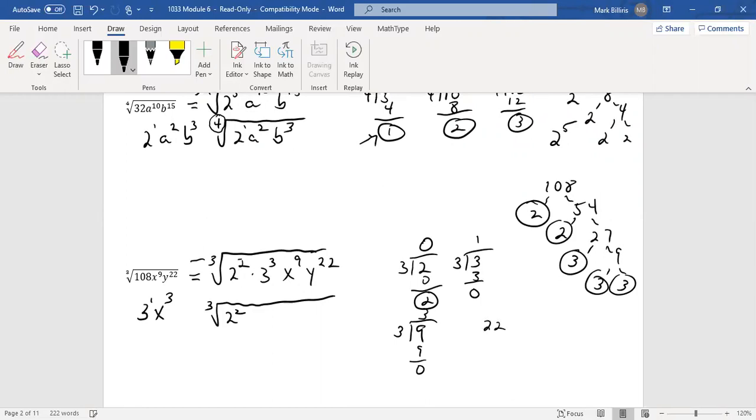And now my y's. The exponent is 22. My index is 3. 3 goes into 22 7 times with a remainder of 1. So I can take out 7 factors of y with 1 remaining underneath. So now on the outside, I have 3 x to the third, y to the 7th. Remember, you're going to write in your index, so it's the cube root. We know 2 to the 2nd power, 2 times 2 is 4, times the y.